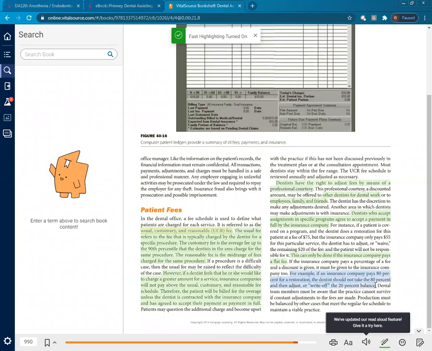Dental team members must be aware that the practice cannot survive if constant adjustments to the fees are made. So sometimes production must be balanced by other cases that meet regular fees to maintain a viable practice. Again, that's very important, that we have money coming in. We can't just write off everything so nobody ever gets upset. It's not realistic.